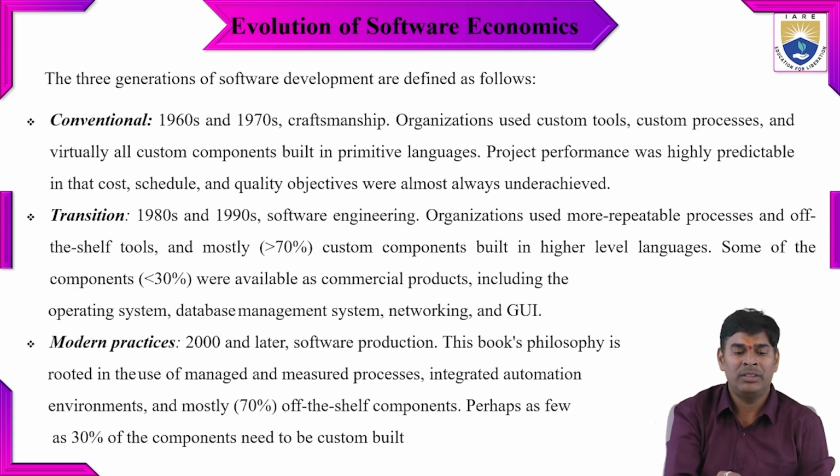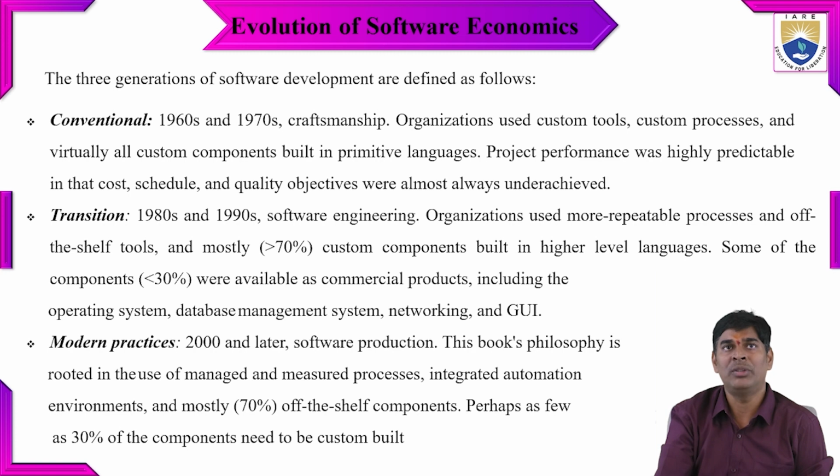So here the three generations are divided into conventional, transition, and modern practice. In the conventional generation, the project performance was highly predictable based upon the cost, schedule, and quality objectives. But they underachieved, meaning in the waterfall model, they did not identify in each and every stage what challenges and issues would happen during the stages. And the transition was in the 1980s and the 90s.